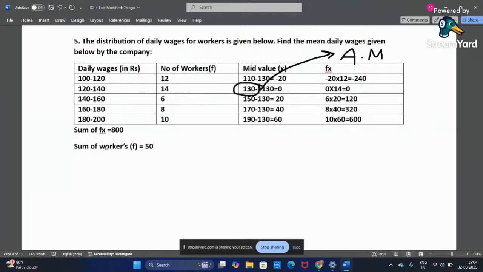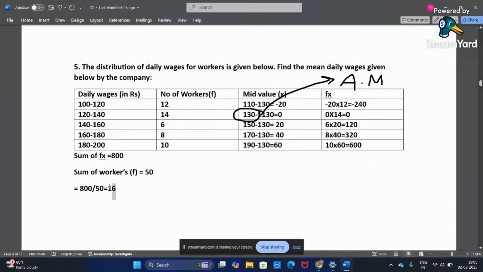Okay. What you have to do now? We have to divide this 800 by 50. How much will we get? Tell the answer fast. It will be 16.